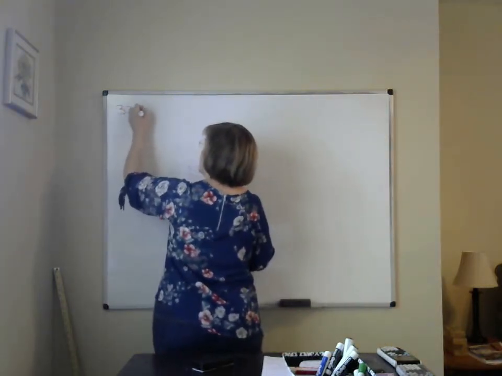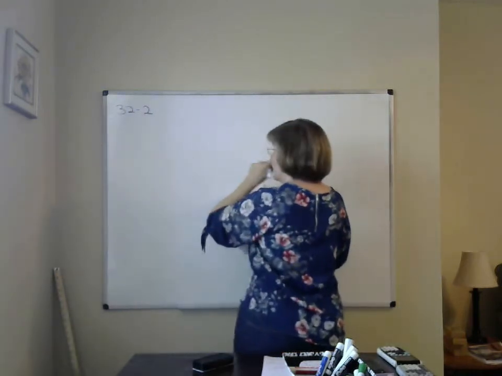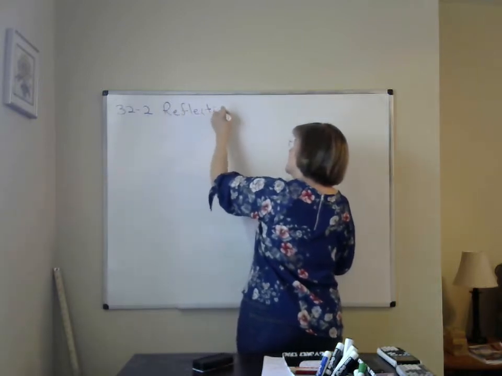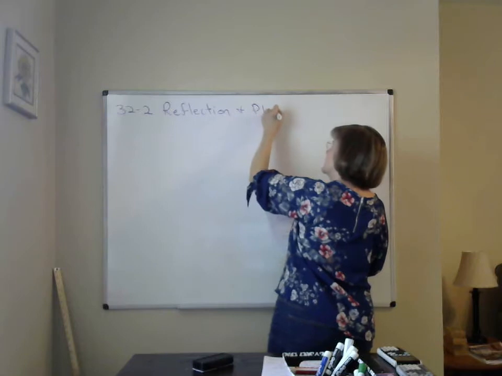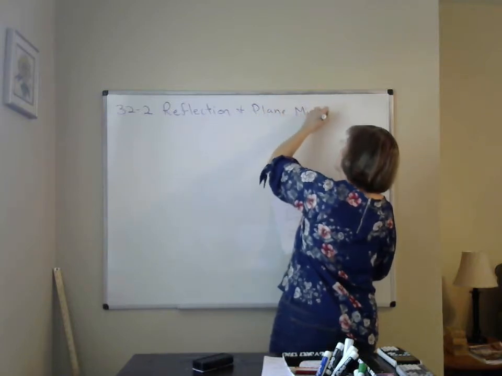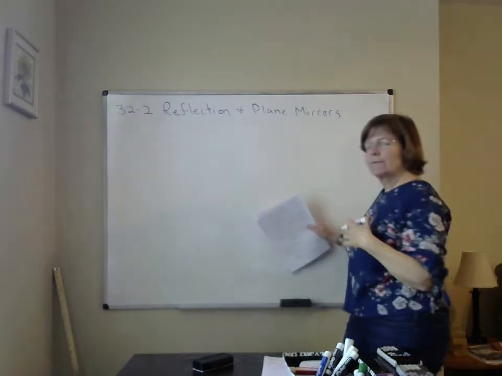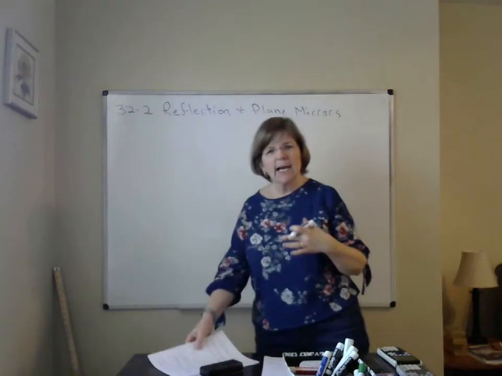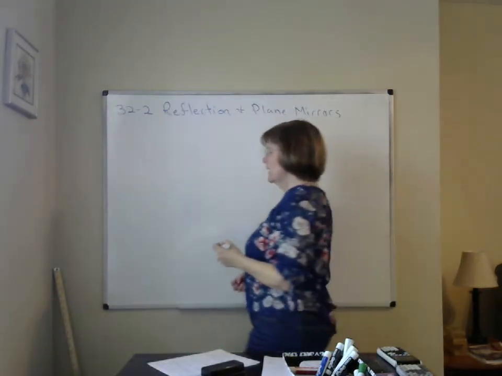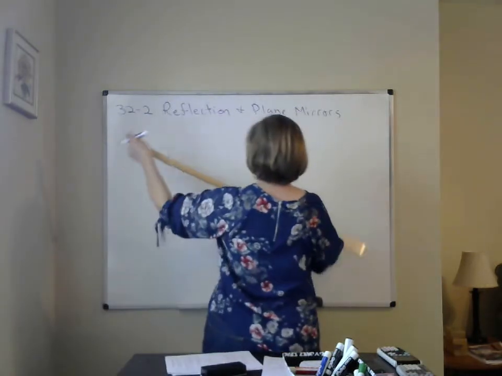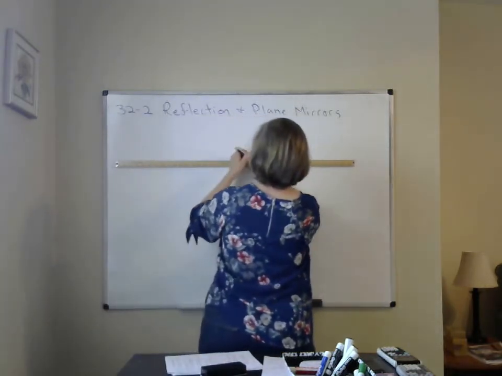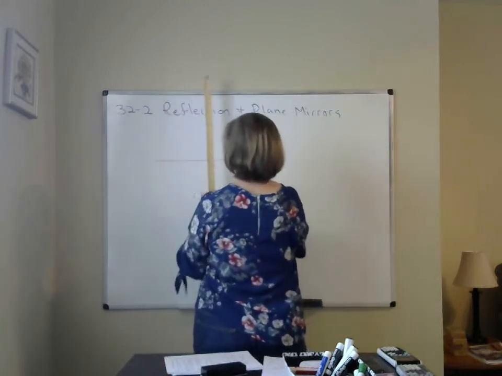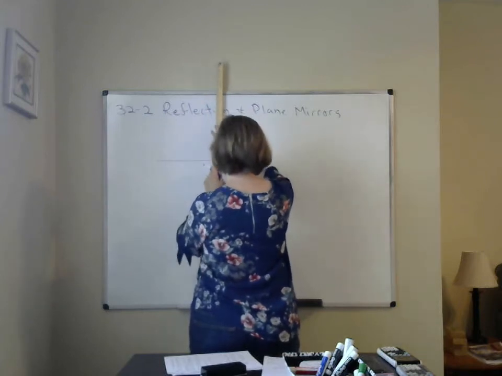Section 32-2 deals with the reflection and plane mirrors. Plane is in the word flat. The first thing we want to do is learn what the law of reflection is and how we measure angles in optics. Assuming this is a straight line here, that might represent a pane of glass, it might represent water, it may represent a lot of things.